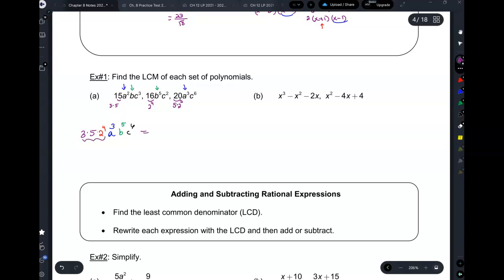So all this will become 240 a cubed b to the 5 c to the 6. Yep. I'm just confused on why did you choose those numbers to make the 240? Well, because look, in each of the terms you had, in these terms, look at the numbers. You have a 3, you have some 5s, and you have some 2s. You have to take one sample of each. So you have to have a 3, you have to have a 5, and then you also have some 2s. You have to take the one with the higher exponent.